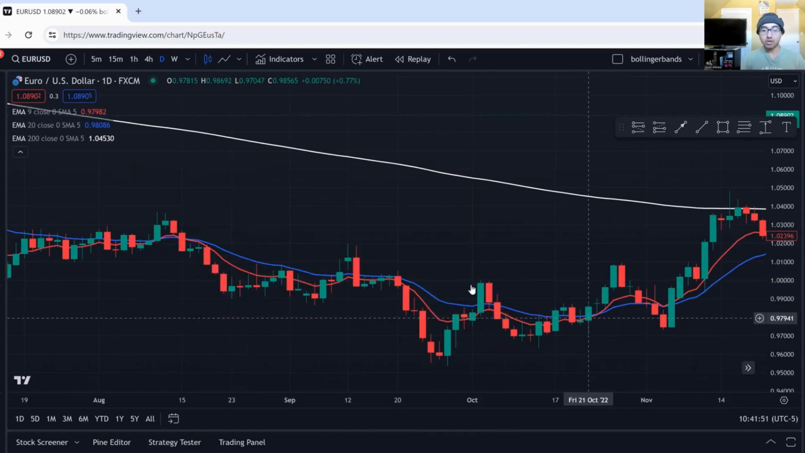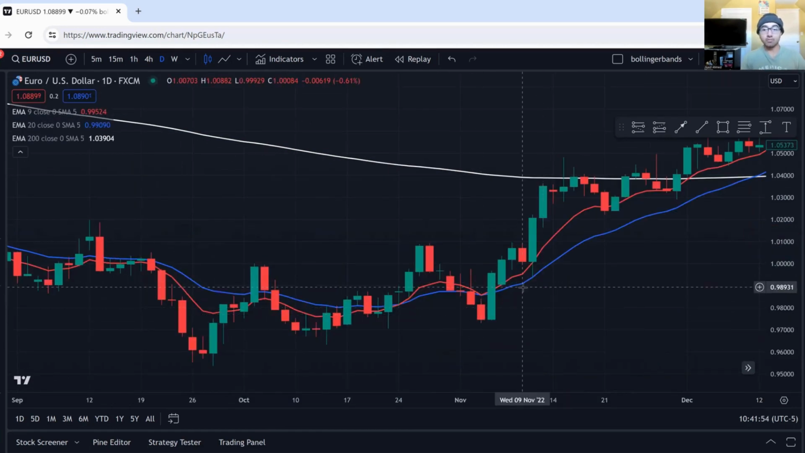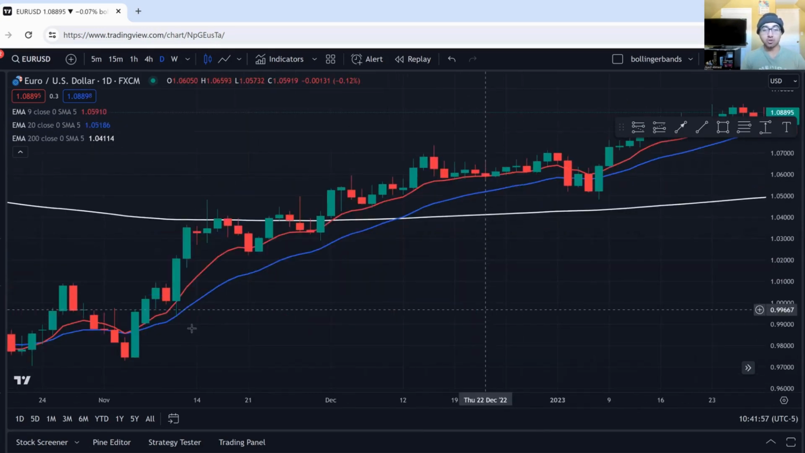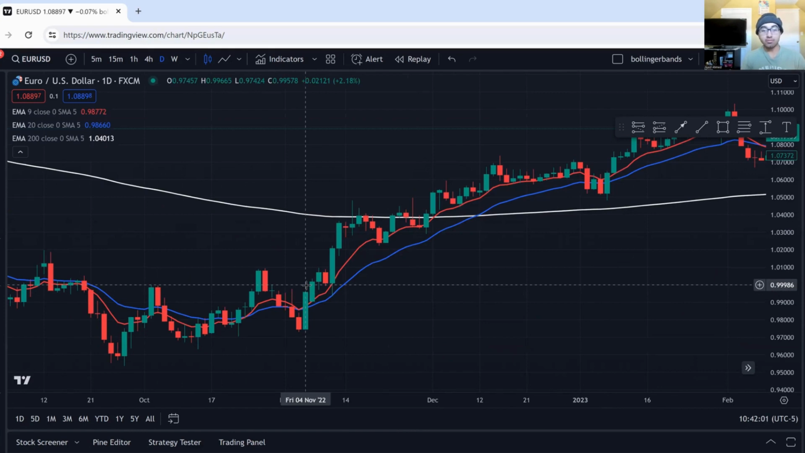And this is one of the reasons why when the 9 is above the 20, even if we're below the 200, we're not taking trades, right? Because of the fact that trends always start from the bottom. The trend always starts from the lower time frame, right?